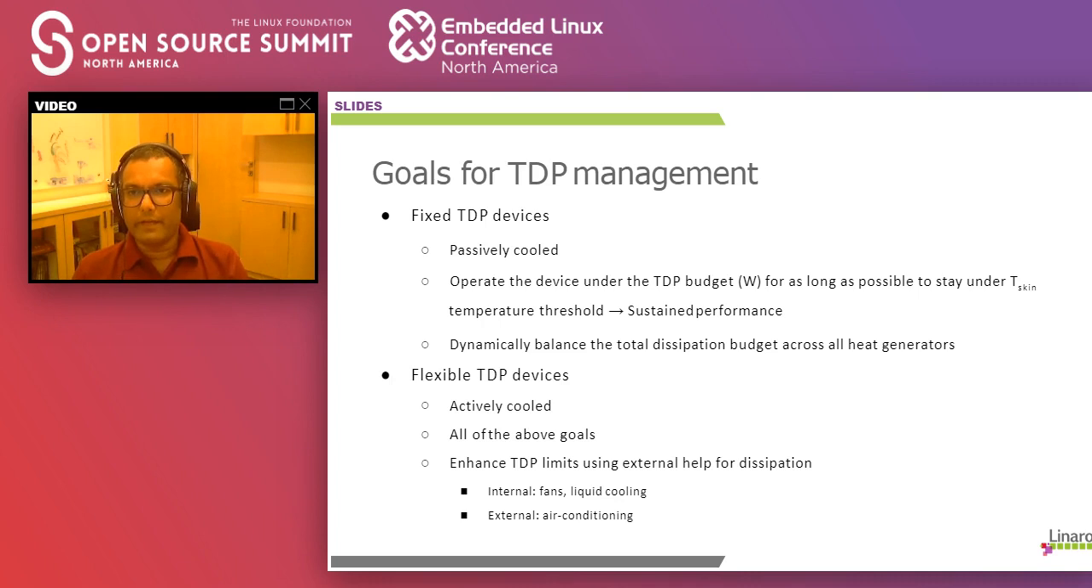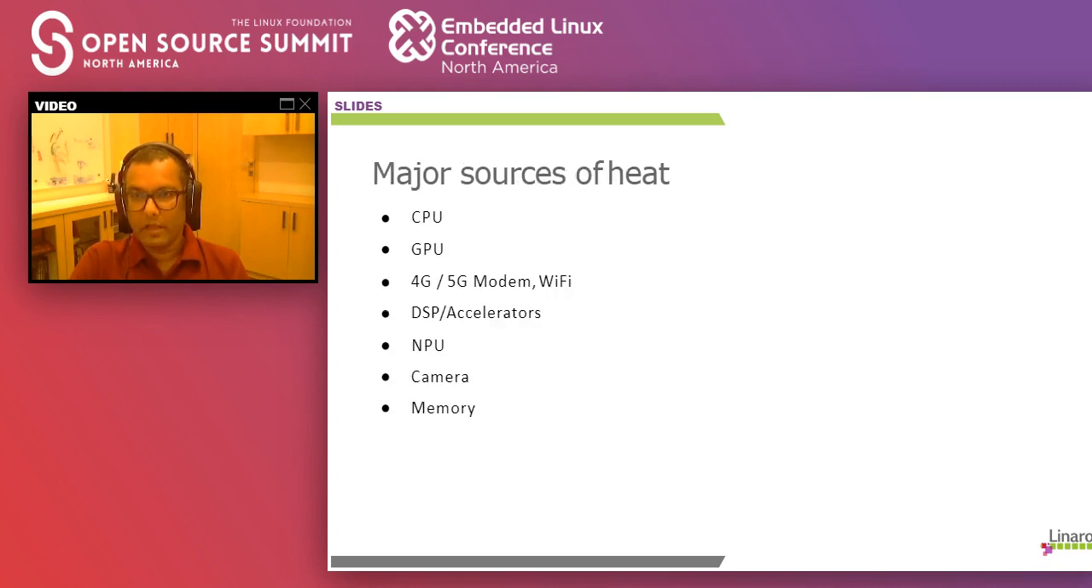Then there are the flexible TDP devices. These are actively cooled devices. They share all of the goals of the fixed TDP devices above, but they have some flexibility in that they can have internal fans, liquid cooling, or even external things like, in the case of a server, being in an air-conditioned room, which helps with their TDP budgets because it cools the overall environment down. So the goal for TDP management is to operate as long as possible at a sustained performance while not regressing your use case. The use case in question can be anything, whether it's playing a video or whatnot.